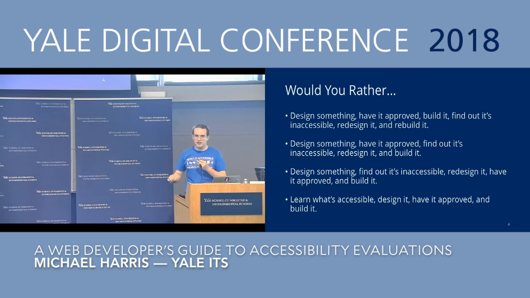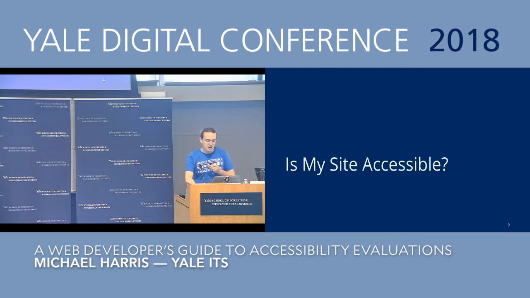So I think I've made my case for why it's important for developers to know about accessibility and to be involved early to create accessible products. The most common question we get is, is my site accessible? You're persuaded that accessibility is important. It's something that you care about. Now you want to know whether it's accessible. This is the most common question that the accessibility team gets. And it's also our least favorite question.